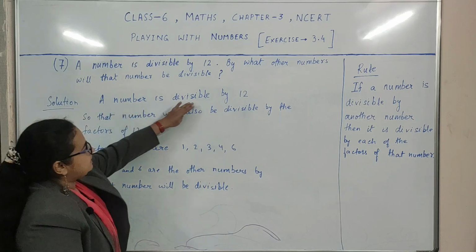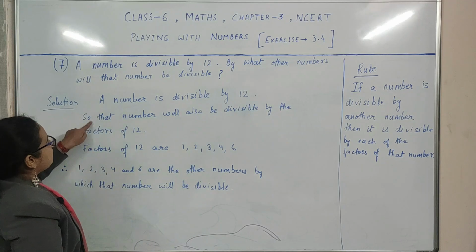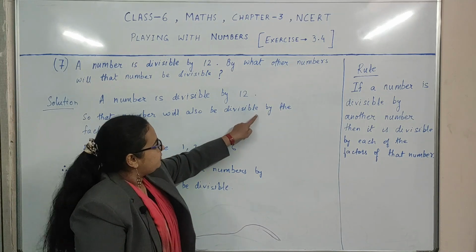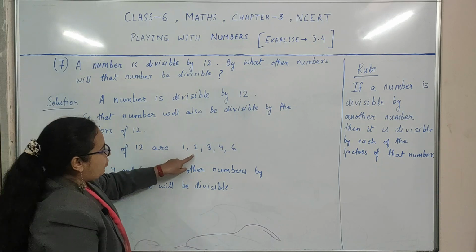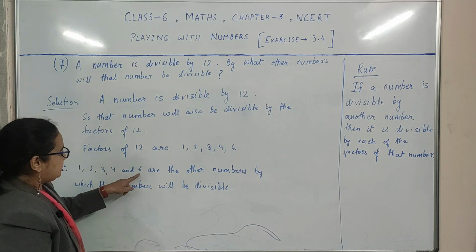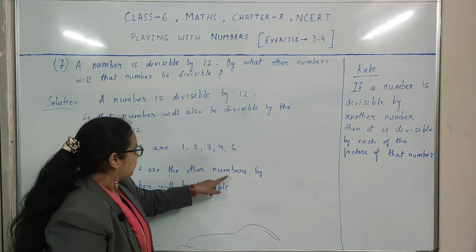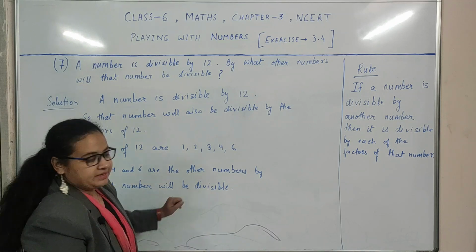So a number is divisible by 12, full stop. So that number will also be divisible by the factors of 12. Factors of 12 are 1, 2, 3, 4 and 6. Therefore 1, 2, 3, 4 and 6 are the other numbers by which that number will be divisible.